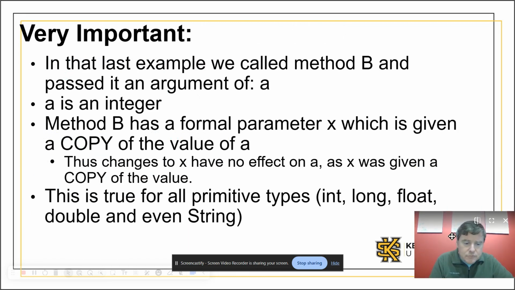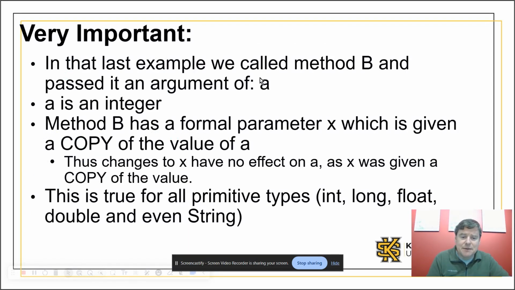So, just in summary, in that last example, we called method b, passed an argument a, which is an integer. b has a formal parameter x, which is given a copy of the value of a, and thus the changes to x have no effect on a in that example. Alright, and that completes our discussion of methods in Java. In the next video, we're going to talk about more complex types.